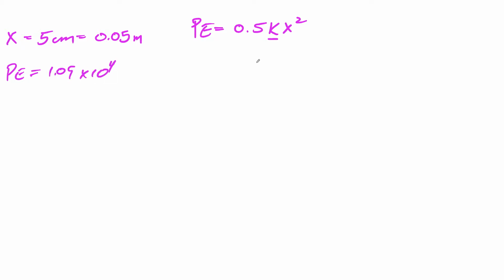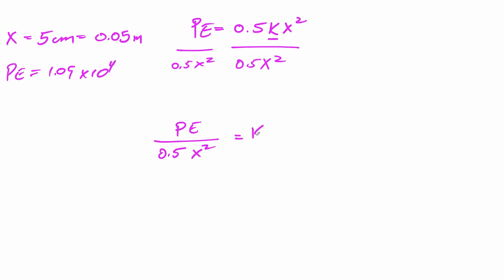So, simple, we're looking for K. So divide both sides by x squared and 0.5. So PE divided by 0.5 times x squared is equal to K. This is our force constant we're looking for. So 1.09 times 10 to the 4th divided by 0.5 times 0.05 squared is equal to our force constant.